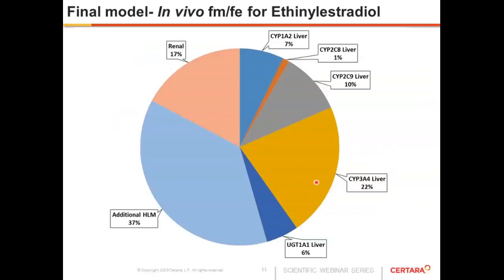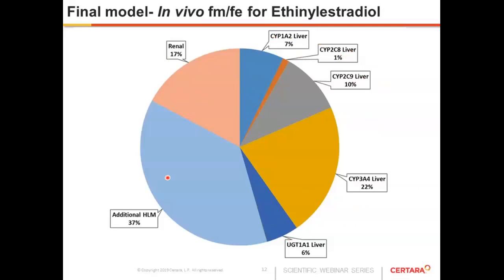Now, I mentioned earlier that ethinylestradiol has several elimination pathways. The other enzymes that are involved in the metabolism of ethinylestradiol are CYP1A2, which is about 7%, CYP2C8, which is just about 1%, and CYP2C9, which is 10%. So the hydroxylation pathway, which is all the CYPs combined, accounts for about 40% of the metabolism of ethinylestradiol. Glucuronidation accounts for just about 6%. The renal component, since it has a significant renal clearance, is about 17%.